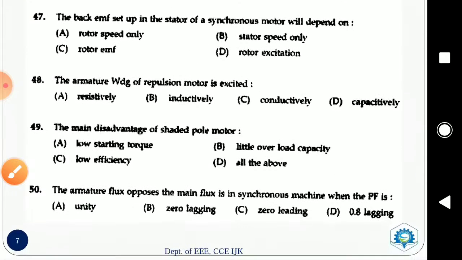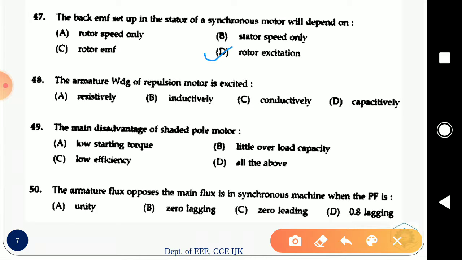Moving on to question number 47. The back EMF set up in the stator of synchronous motor depends upon the. The back EMF depends upon the excitation, or you can say the flux. So here option D is the correct answer. Just for your information, the phase angle delta depends upon the real power handled by the generator. So you know that the back EMF depends on the excitation and the phase angle delta depends upon the real power handled by the generator.